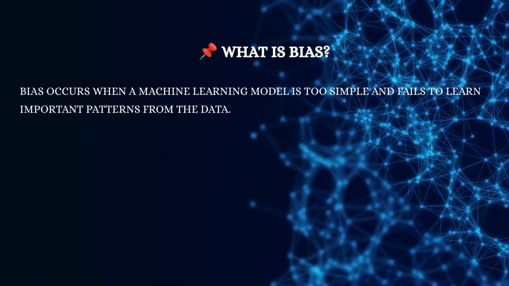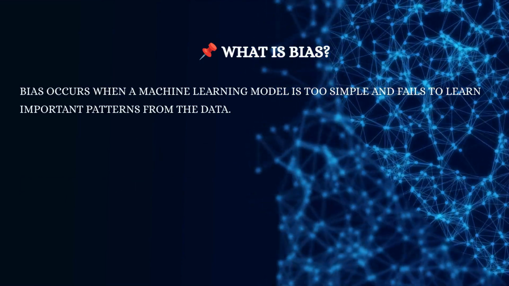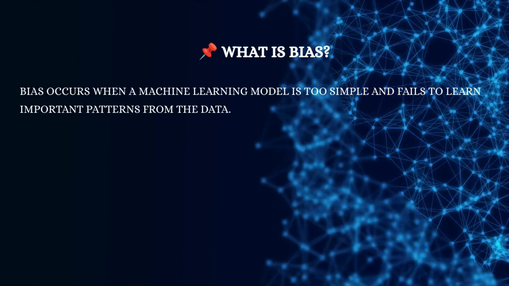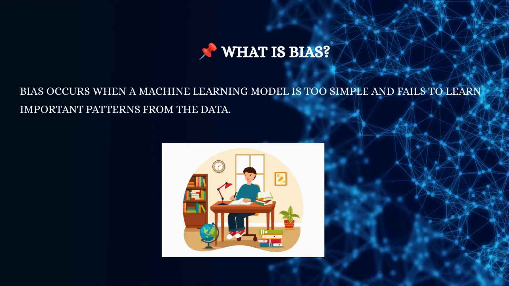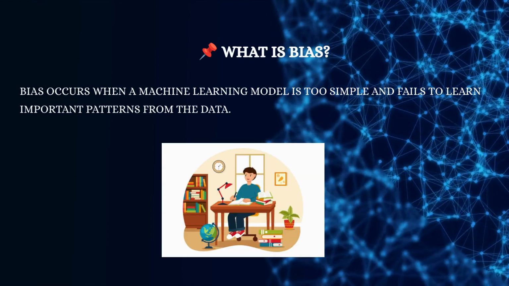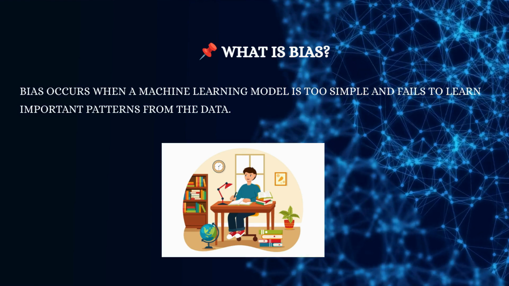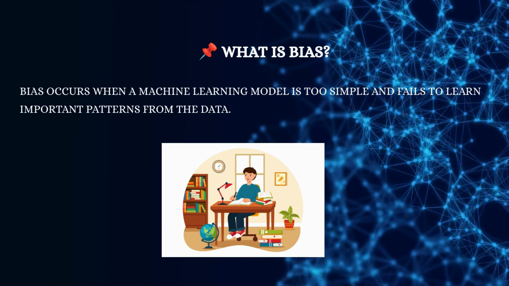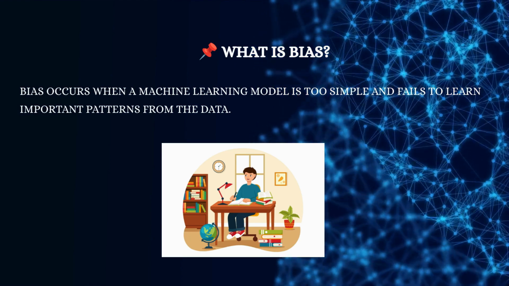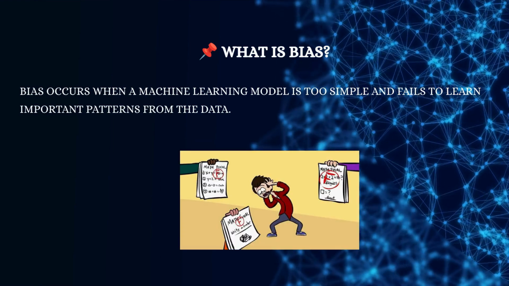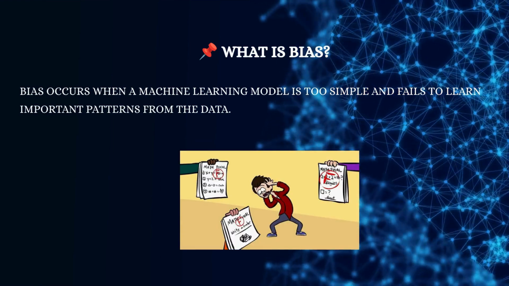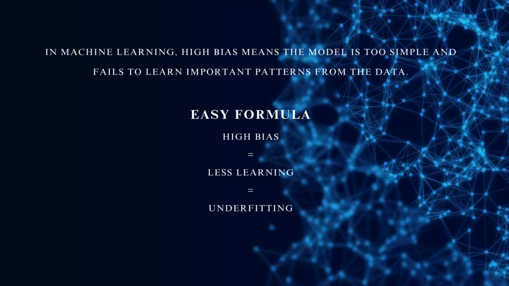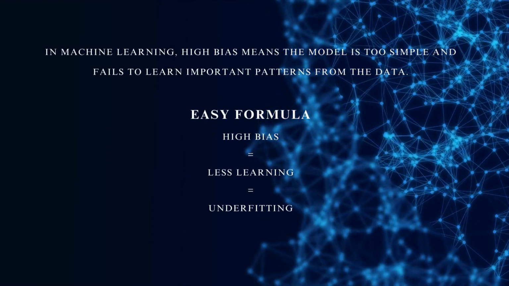What is bias? Bias occurs when a machine learning model is too simple and fails to learn important patterns from the data. Imagine there is a student preparing for an exam. The syllabus has 10 chapters, but the student studies only 2 chapters. During the exam, questions come from all 10 chapters. The student cannot answer most questions. Why? Because the student didn't learn enough. This is called high bias. In machine learning, high bias means the model is too simple and fails to learn important patterns from the data.